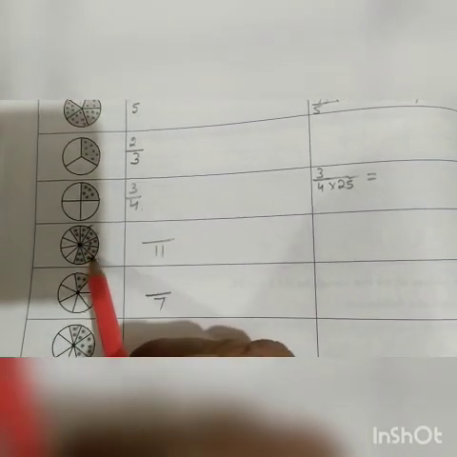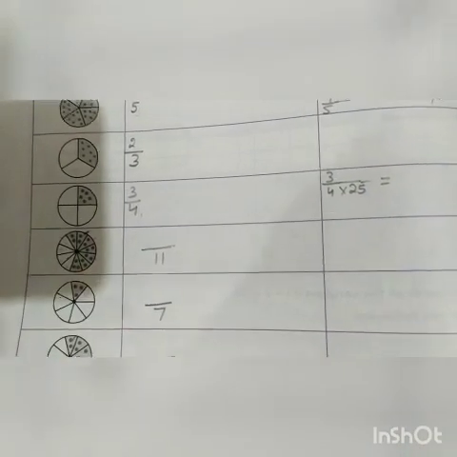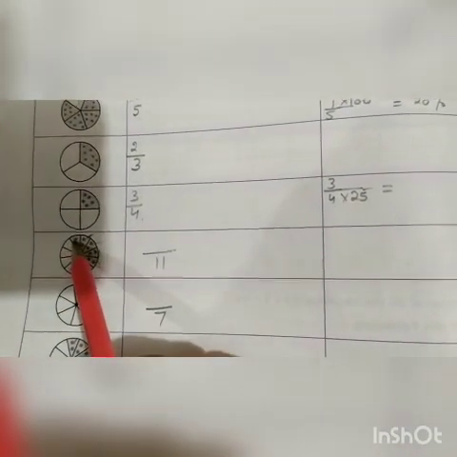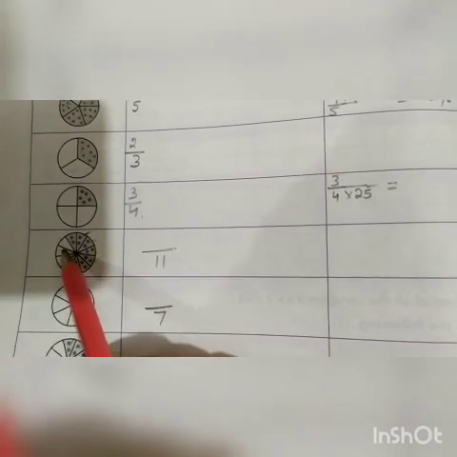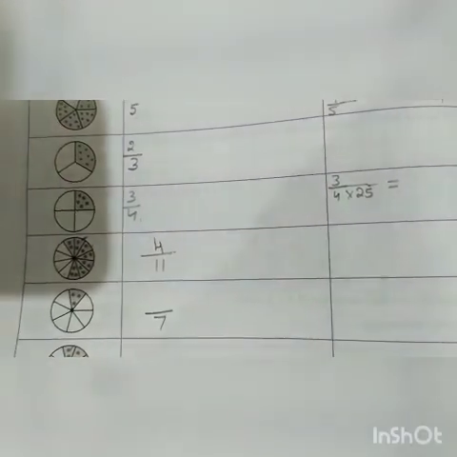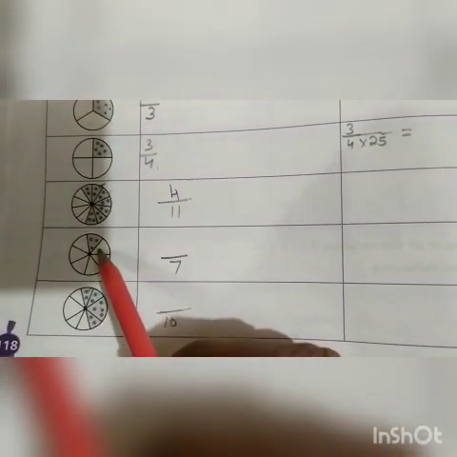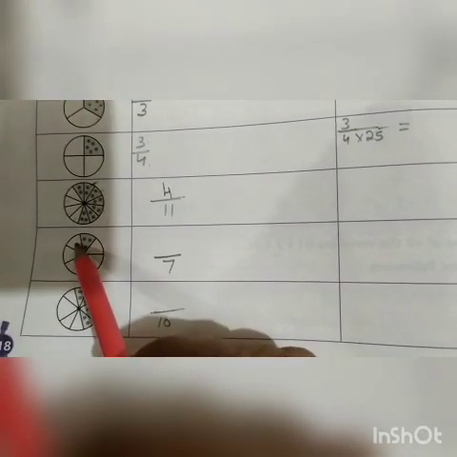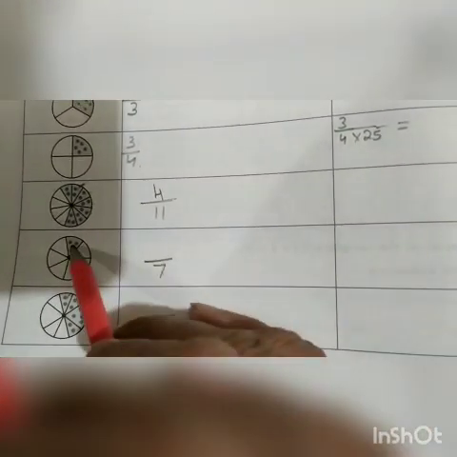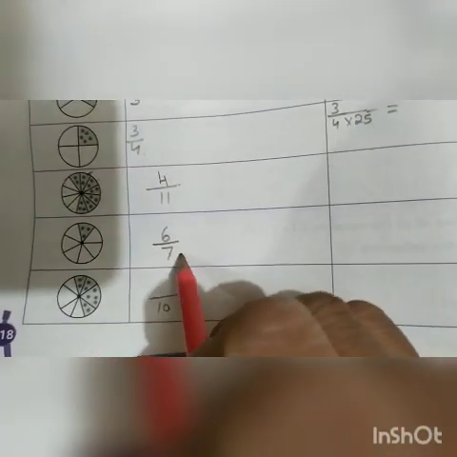In this pic, there are 11 parts. See, 1, 2, 3, 4, 5, 6, 7, 8, 9, 10, 11. And how many parts are left? 1, 2, 3, 4. So we will write it 4 upon 11. In this pic, 1, 2, 3, 4, 5, 6, 7. 7 parts total. And how many left? 6 parts are left. Only this 1 part is eaten. So we will write it 6 upon 7.